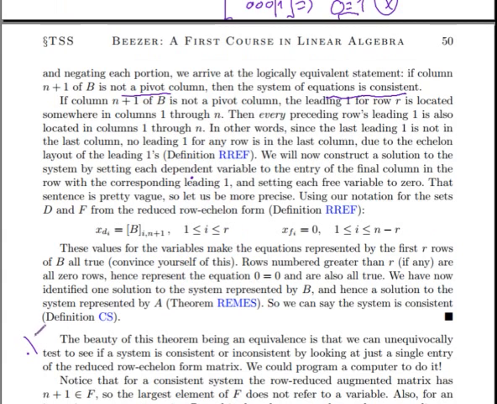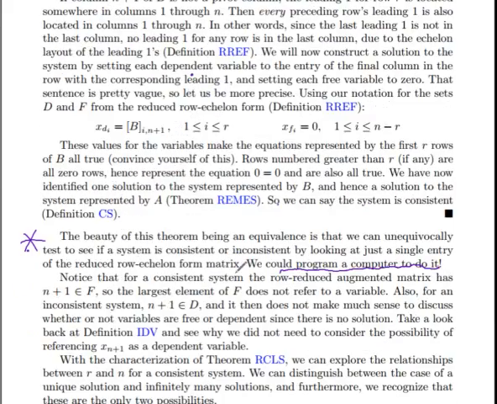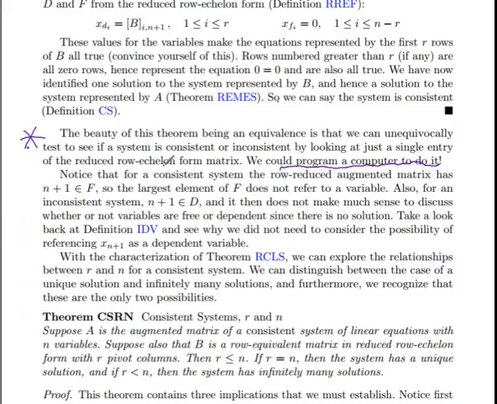Now, the important point here is that we now have a very easy and clear characterization of systems that are inconsistent. You just reduce it to reduced row echelon form. You look at the last column and see if it's a pivot column. So as you say here, you could program a computer to do this. It's no longer art, it's become science. It's become an algorithm. And that's what we want to do. We want to reduce things to make them automatic, because we don't want to have to do this ourselves. We want to be able to make a computer do this stuff for us.